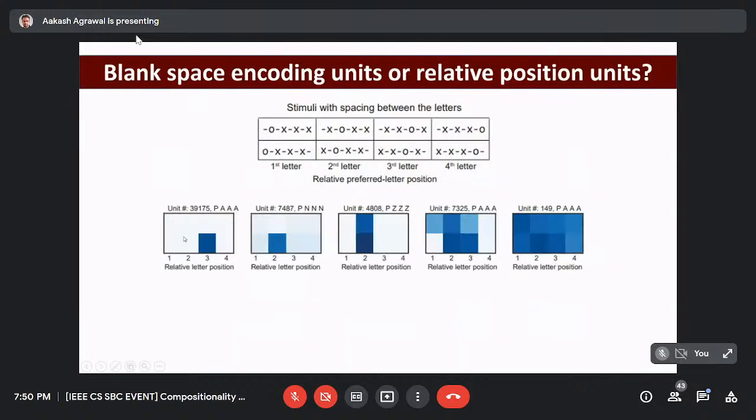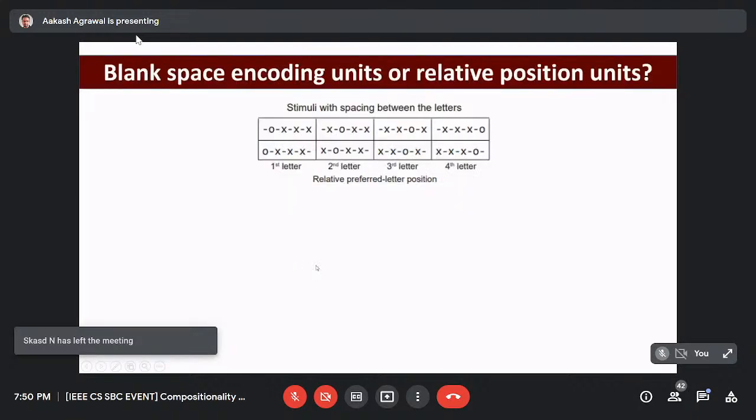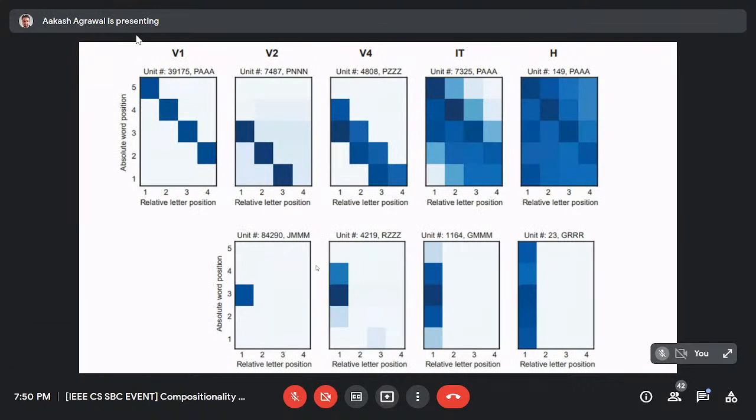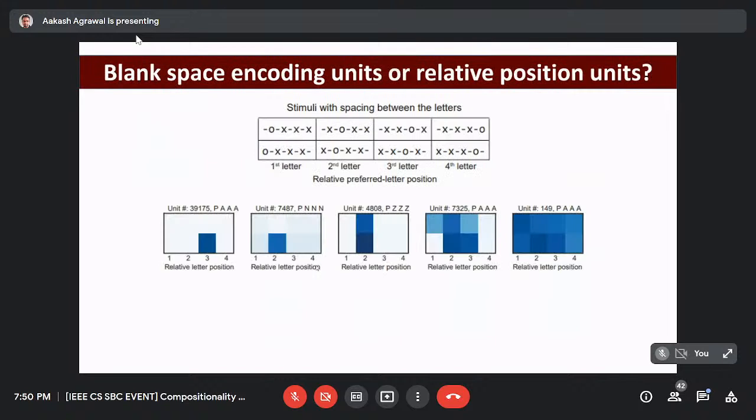And we see that even over here. So this one prefers location 5, which is over here. So 1, 2, 3, 4, 5. And this unit prefers location 3. So this matches what we saw previously as well. These are the units which prefer the absolute position of the preferred letter.